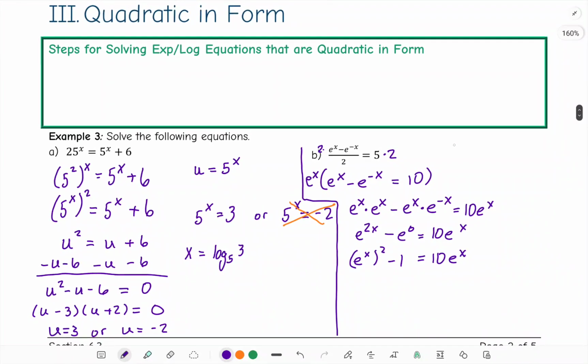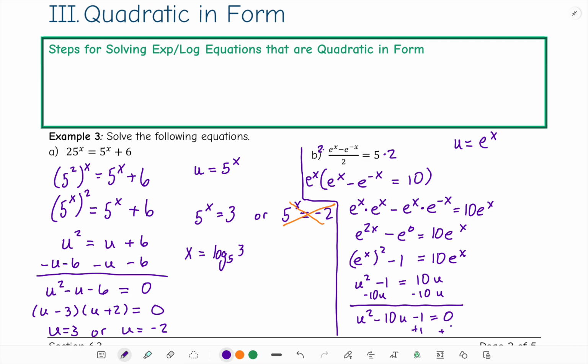So let u equal e to the x. So then we get u squared minus 1 equals 10u. Subtract 10u from both sides. u squared minus 10u minus 1 equals 0. This one's not actually factorable, so I'm going to complete the square.